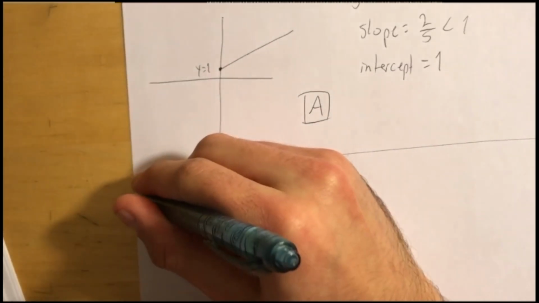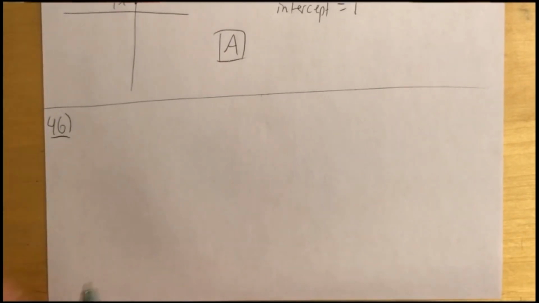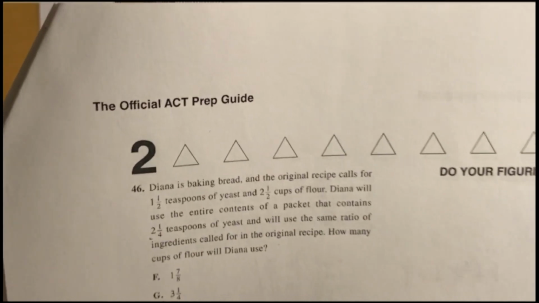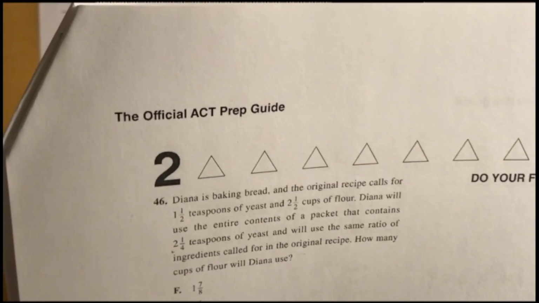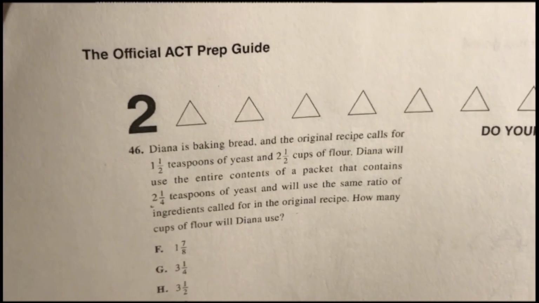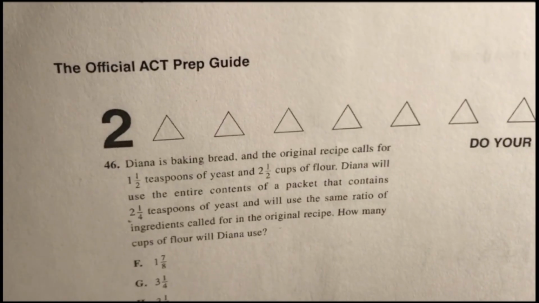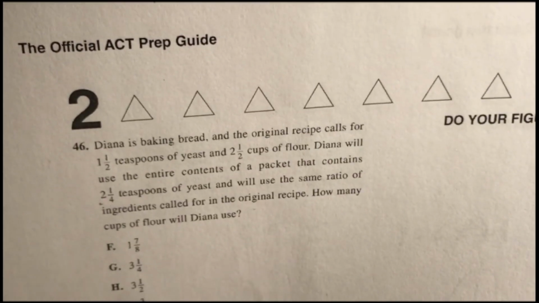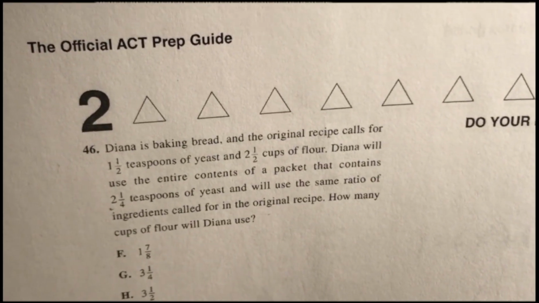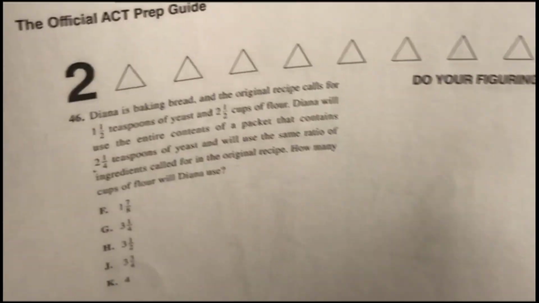All right, problem 46. Diana's baking bread, and the original recipe calls for 1.5 teaspoons of yeast and 2.5 cups of flour. Diana will use the entire contents of a packet that contains 2.25 teaspoons of yeast and will use the same ratio of ingredients called for in the original recipe. How many cups of flour will Diana use?